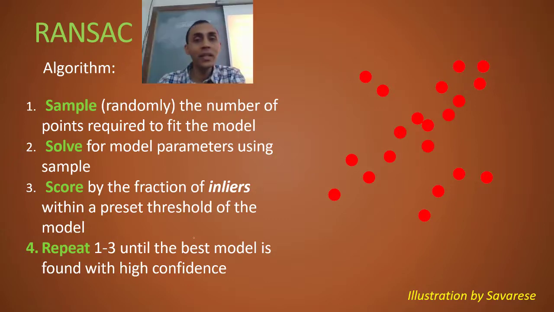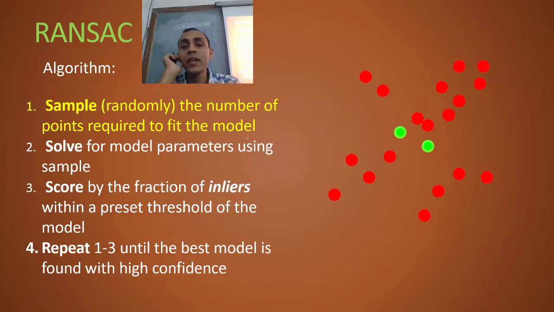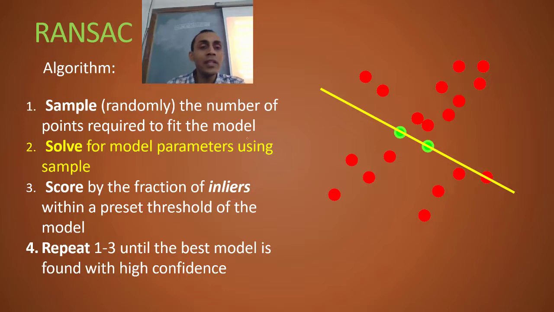So, just to review, the algorithm remains the same as what we have just discussed. We randomly sample the number of points required to fit the model. If you are fitting a line, how many points do you need? 2 points. So out of these points, we'll just take 2 points. Let us say we randomly pick these 2 green points. We fit a line. So in the second stage, we fit the model.